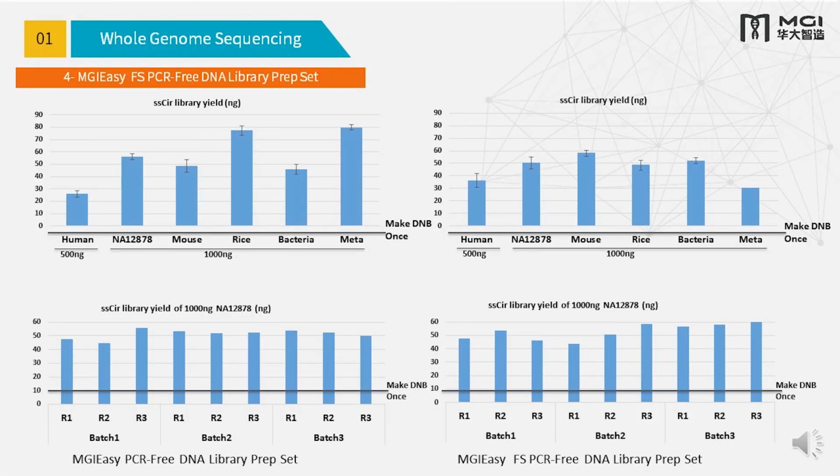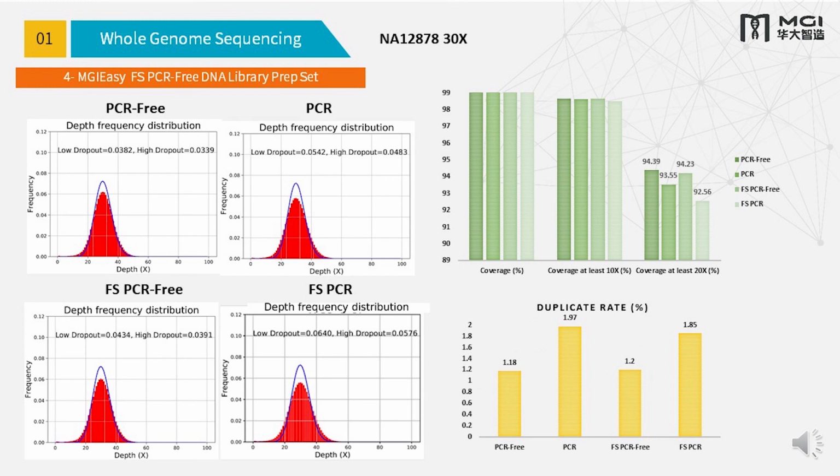And for the PCR-free, you can see the frequency of all these sequencing steps is actually much tighter, and also for the dropout and the high dropout, you can see very clearly, and also for the coverage. Even 20x is really high, but I think the PCR-free is much higher. So this one and this one is much higher than the current PCR.